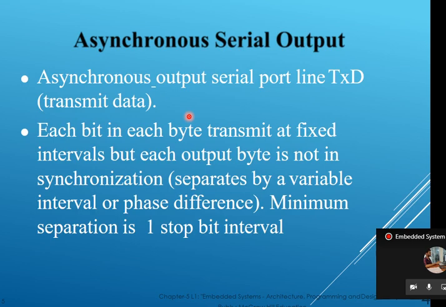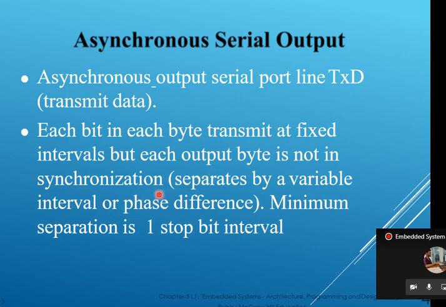Here they are discussing the same thing, asynchronous serial output. This is for output transmission purposes. I'm going to transmit each byte with a fixed interval along with a start and stop bit. So there are no clock intervals and all. Again they are telling the same thing here.